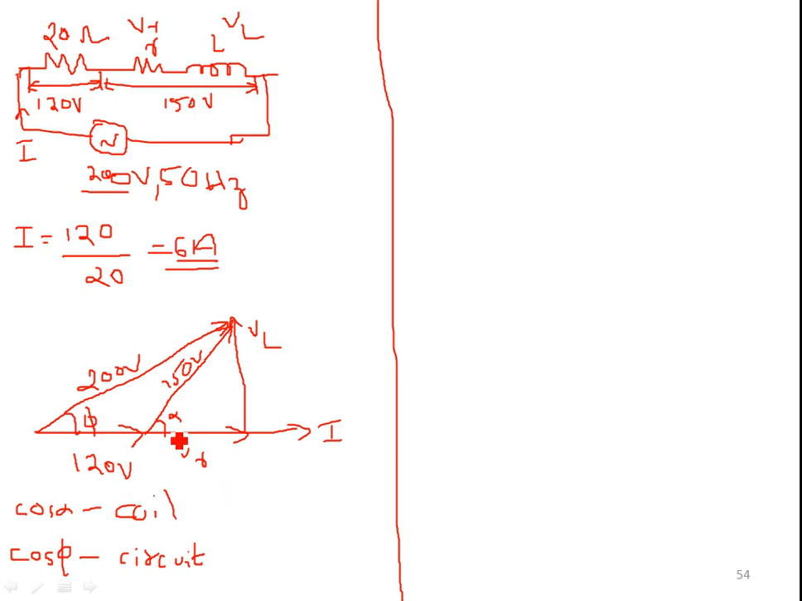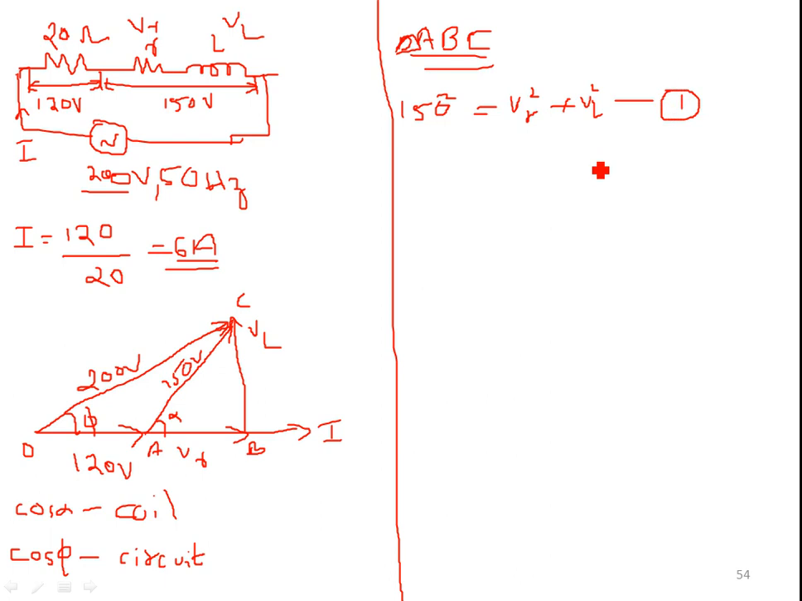Now, by using Pythagoras theorem, I am marking points as O, A, B, C. From triangle ABC, we can write 150 square is equal to VR square plus VL square. That is equation number 1.